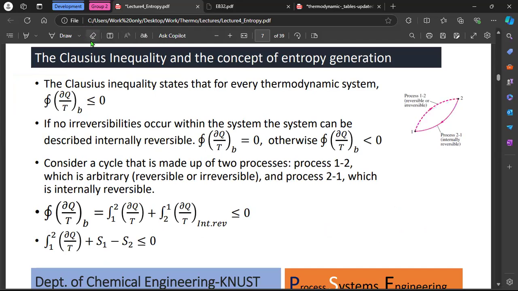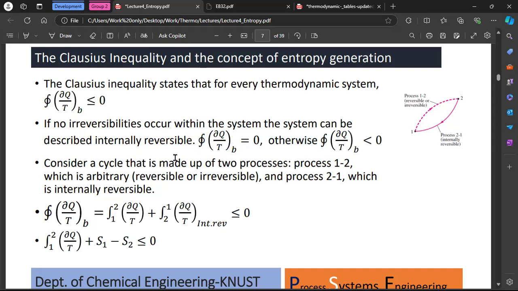Okay. Now, we are saying that if no irreversibilities occur within the system, then the system can be described as internally reversible. Remember I said that when we say something is internally reversible, it means that when we consider just the system, it is reversible. So there are no irreversibilities happening in the system. But if we compare maybe the system and the surroundings together, it could be irreversible. But within the system alone, it is reversible, right? So when we have a case like that, we say it is internally reversible. And when it is internally reversible, then the Clausius expression is equal to zero.